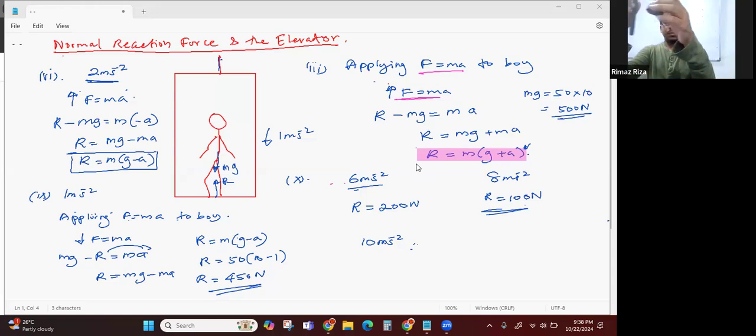Now if I drop these two at the same time, then what happens? Both will fall at the same rate, so there won't be any normal reaction force acting on the boy. Do you understand? It's like he'll feel that he is floating inside the lift. Yes, sir.